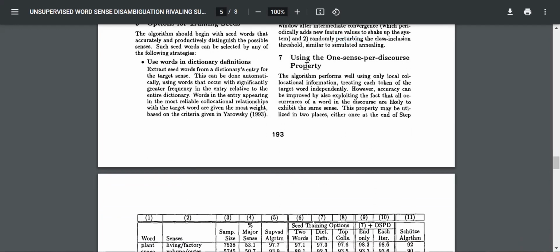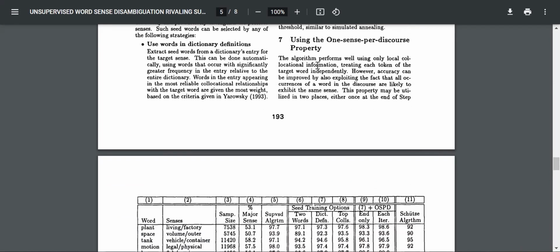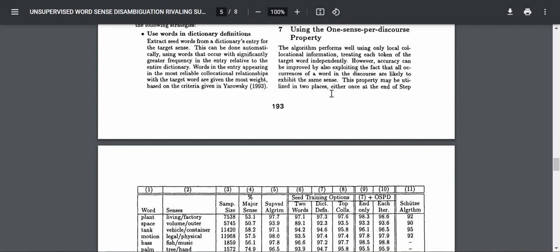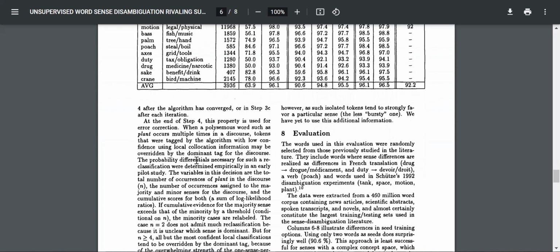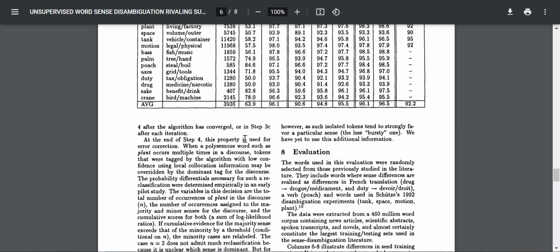Right. So using the one sense per discourse property, the algorithm performs well using the local collocational information, treating each token of the target word independently. However, accuracy can be improved by also exploiting the fact that all occurrences of the word in a discourse are likely to exhibit the same sense. This property may be utilized in two places, either once at the end of step 4 after the algorithm has converged, or in step 3C after each iteration.